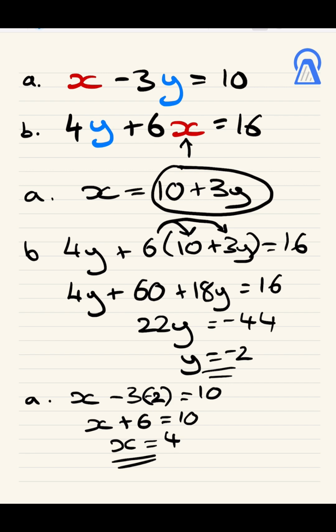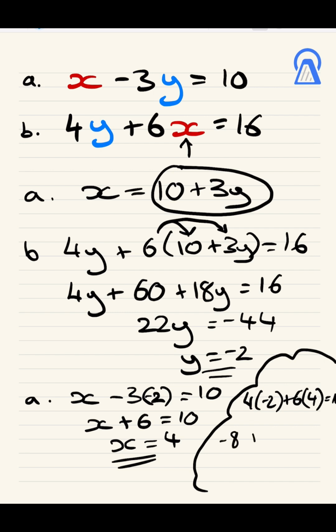Now I've just substituted y is negative 2 into the first equation. So let's double check that it works with the second equation so that I know whether or not I'm right. I'm going to do 4 times negative 2 plus 6 times 4, and that should make 16. 4 times negative 2 is negative 8, and 6 lots of 4 is 24. If I add the two together, I get 16, and then I know I've got the answer right.